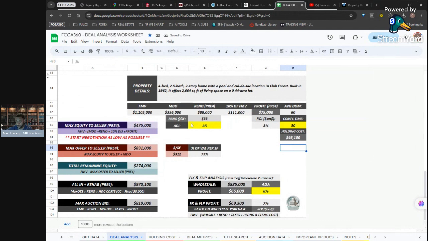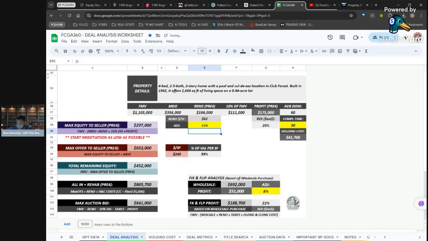All right. So on the pre-foreclosure stage, the maximum that we could offer the seller is $831,000 if we're trying to make this $75,000. Now we're trying to increase our ROI, so we definitely want to double this. So I'm gonna put 150,000 on this, and just to make it a 20% return, we're gonna do $175,000 on the profit.